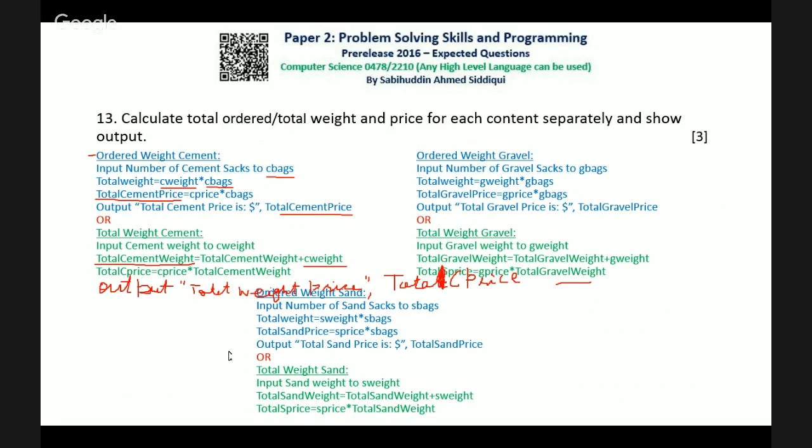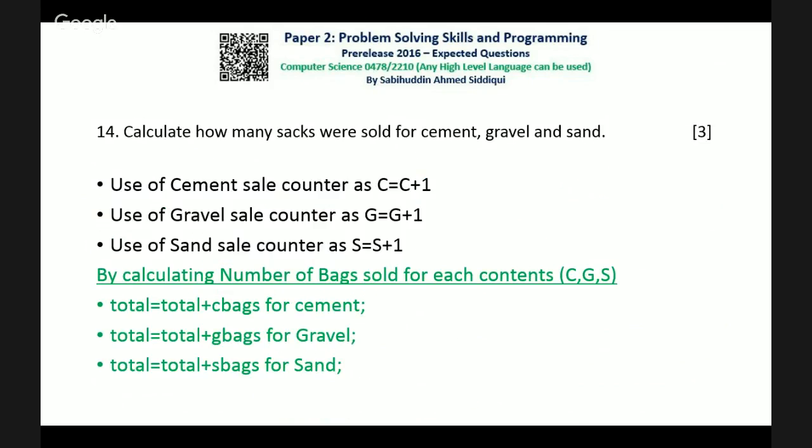So continuing on, question number 14. Here you have to calculate how many sacks were sold for cement, gravel, and sand. So now you will just create a counter for each. For cement, C equals C plus 1, for gravel, G equals G plus 1, and for sand, S equals S plus 1.